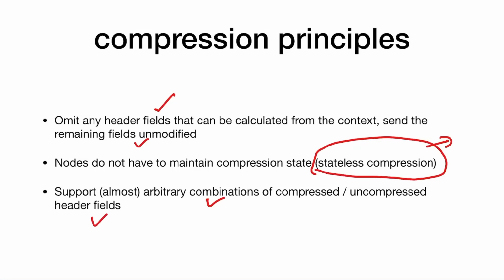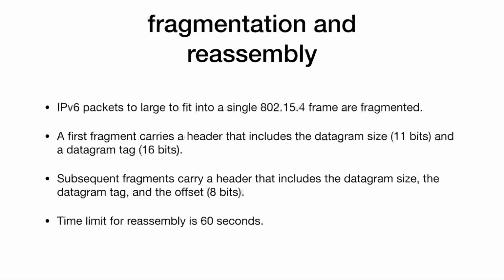So this is in the compression principle. Next thing is fragmentation and reassembly. Now everything is fragmented. Now it is coming to the data link layer. Whatever we have seen is from the IPv6 to 6LoWPAN. Now from the 6LoWPAN, we are coming to the data link, I mean the bottommost layer we are going for.